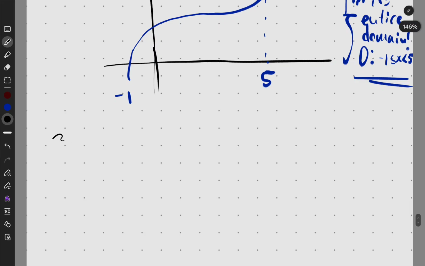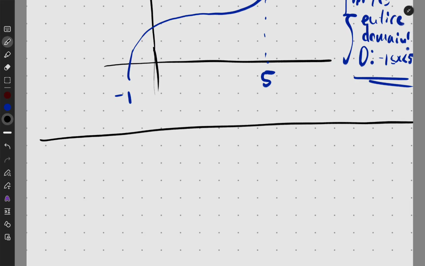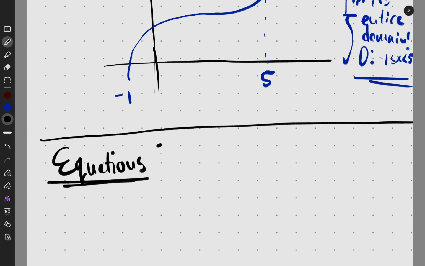Now, the last thing is then how do you see this when you use equations? We've seen how to use a graph to do it. When you use equations, we can now say, using equations, we want to test the word continuity and the word differentiability.